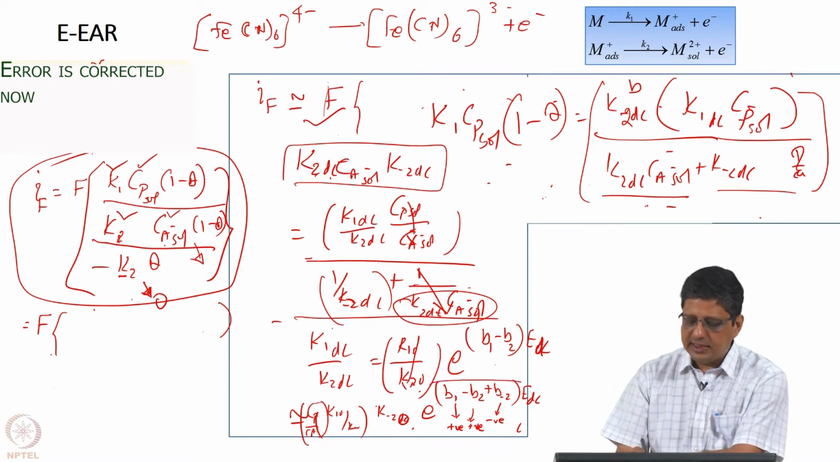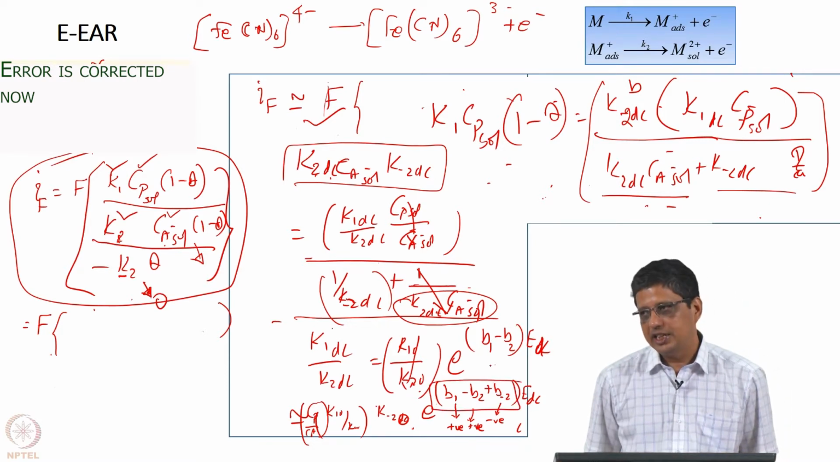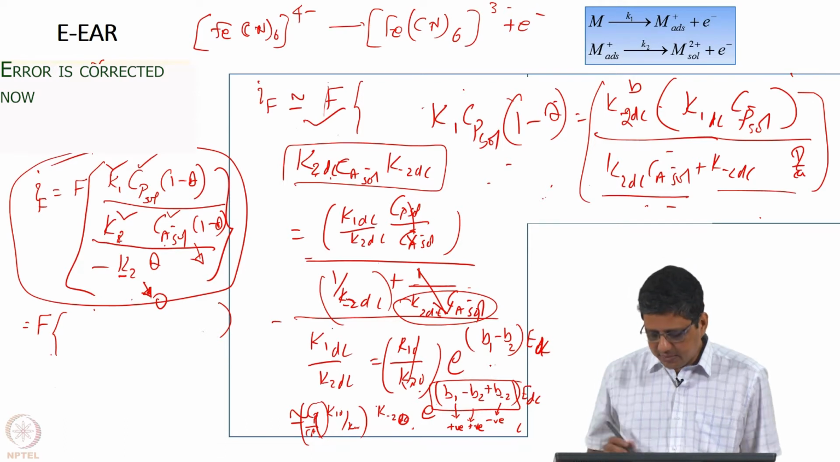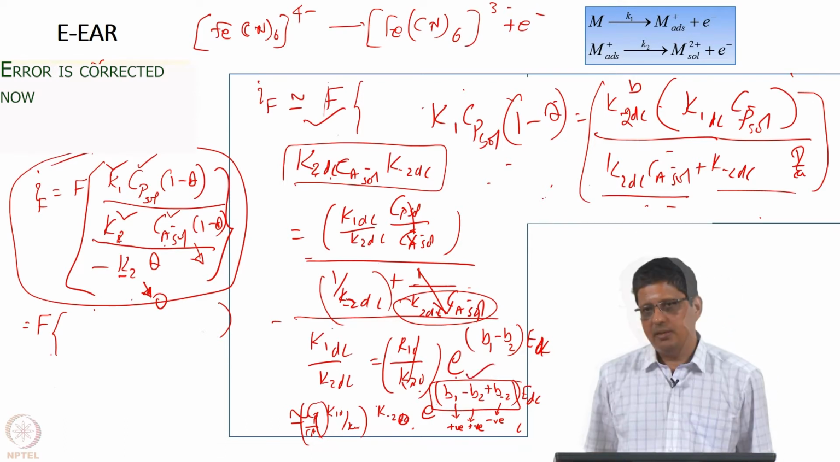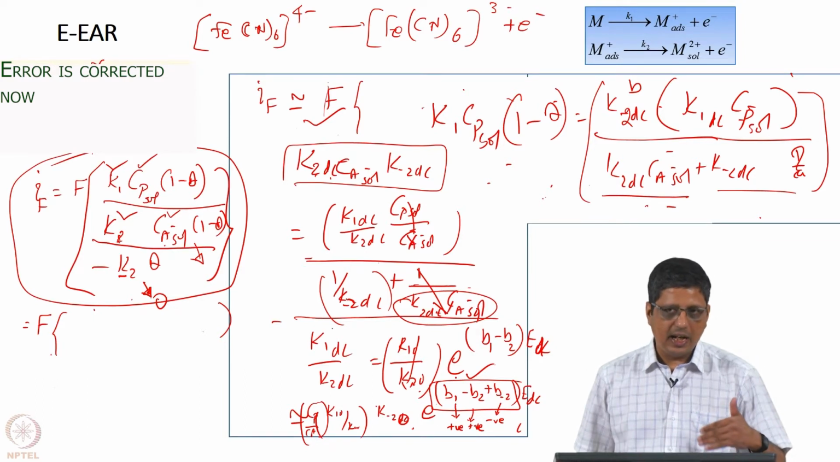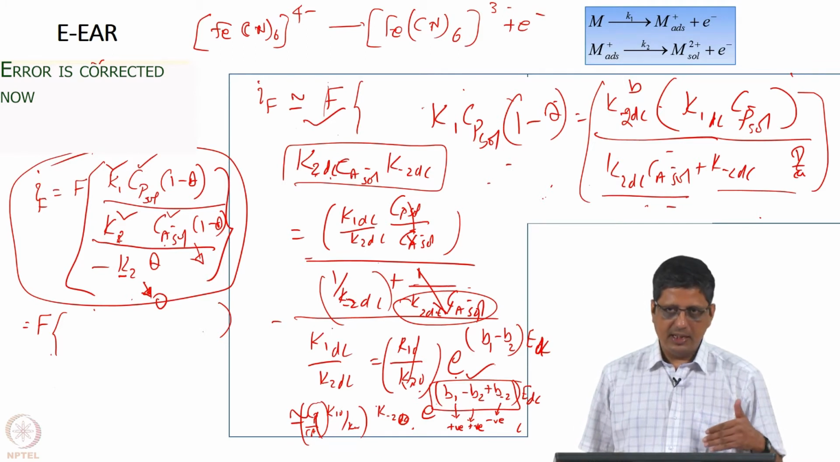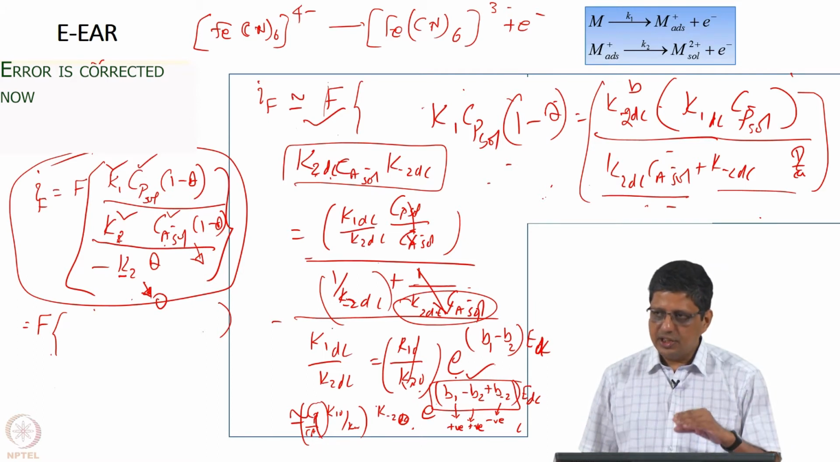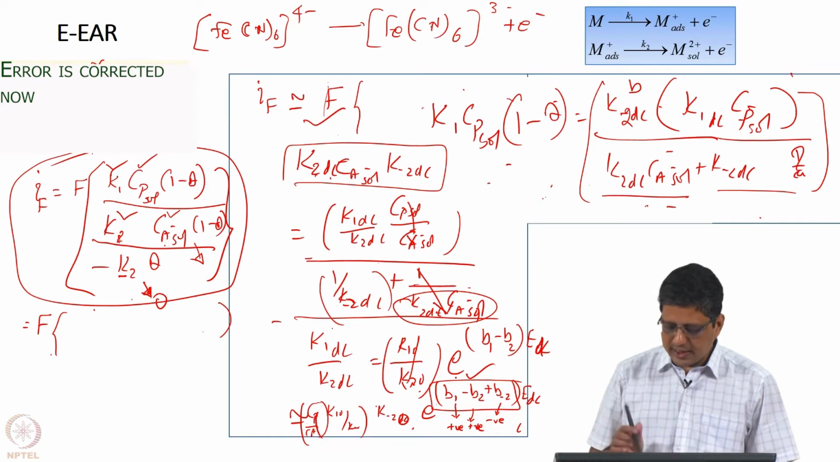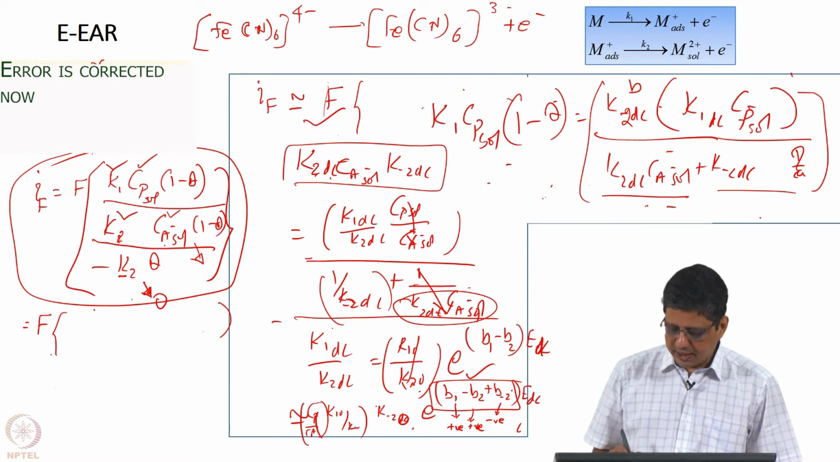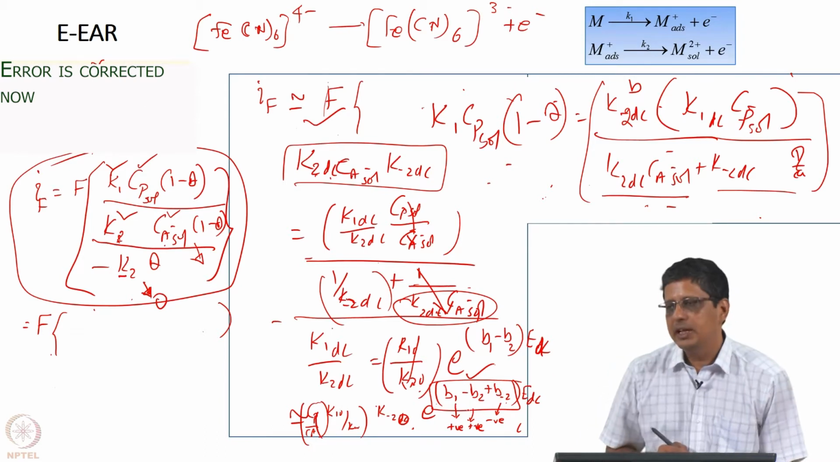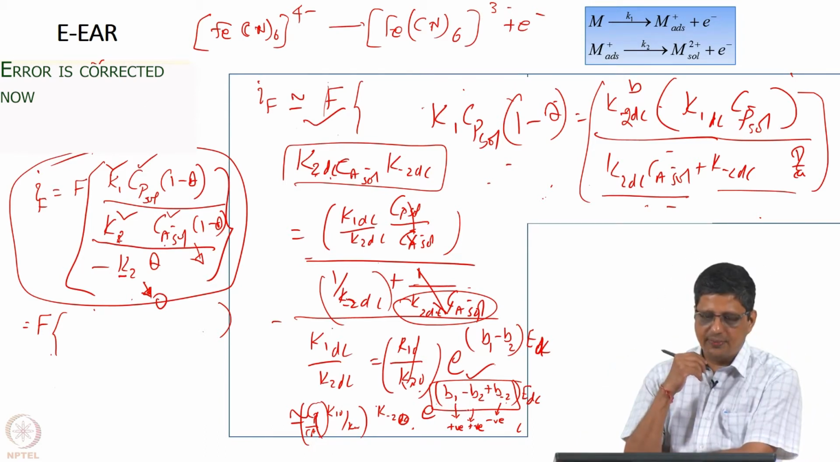Now, if this term is negative, current will go to 0 at large EDC. If this term is positive, the first term will not go to 0. Does it make sense? Basically, I am evaluating what will happen to the first term when EDC increases. For the second term and third term, definitely they will go towards 0. The first term, under certain conditions, will go towards 0. If b 1 is less than b 2, sorry, if b 1 minus b 2 plus b minus 2, which is a negative number, if the sum of this becomes a negative number, this will go towards 0.